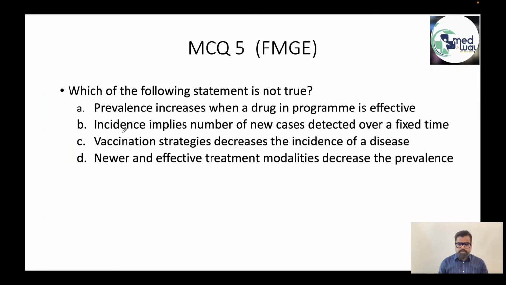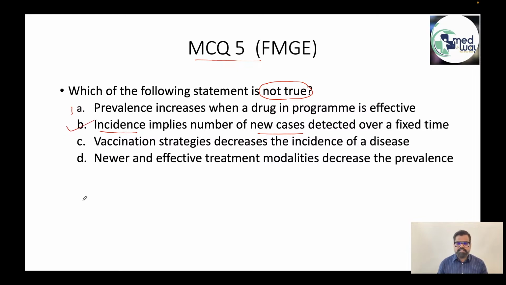Okay, let's go with the 5th question. Now, which of the following statements is not true? The moment you come across such questions, "not true", "except", you need to be more focused. So let me identify which all are true. Prevalence increases when a drug in a program is effective. I'm not sure about this, I'll put a question mark. Incidence implies number of new cases detected over a fixed time. Oh, I know this, incidence means new cases over a period of time. So this is correct.